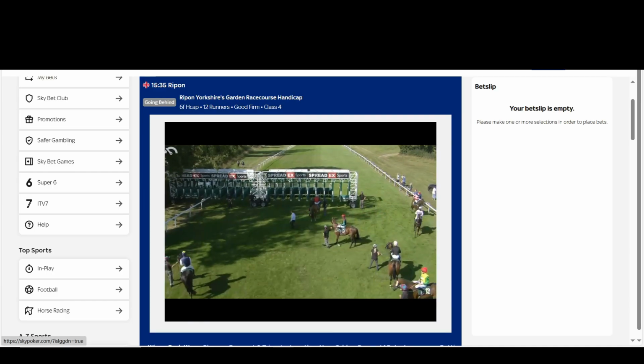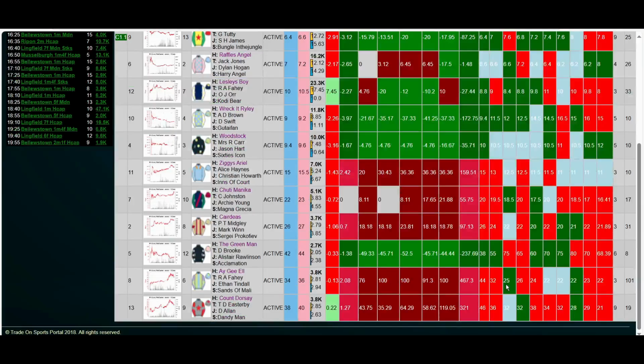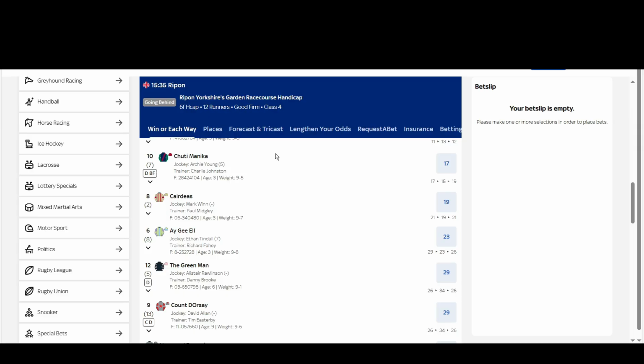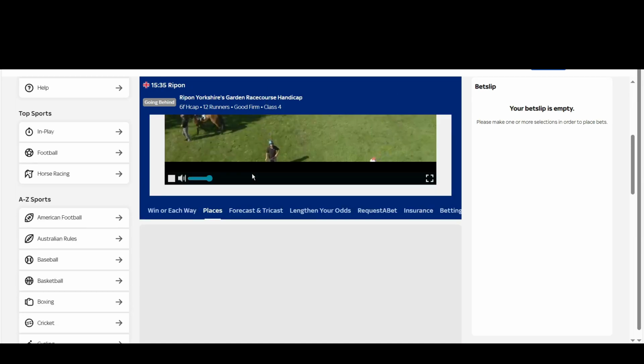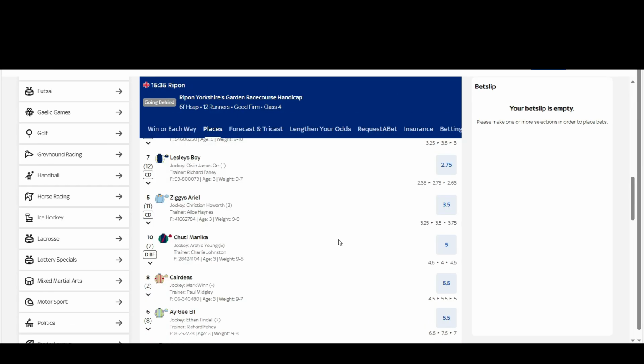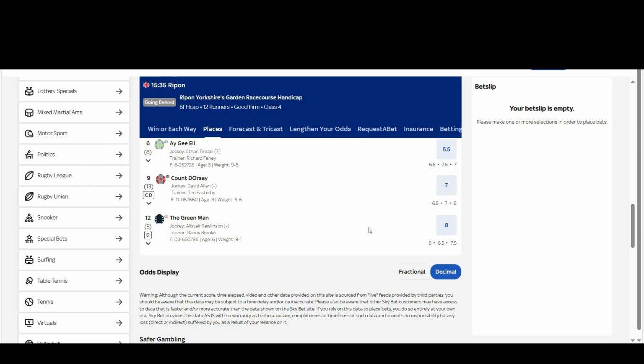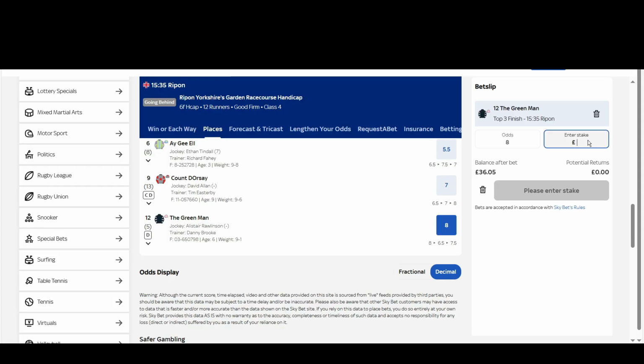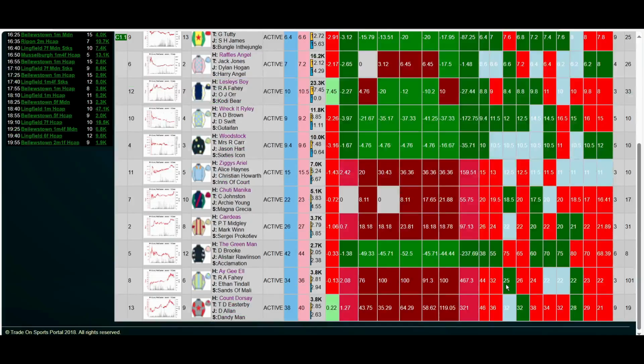Let's take a look at that, because it's had a whack. I mean, 75 into 40s is interesting. Do you want to do it to place? Let's look at the places. Top 3. We go top 3 for Green Man. Let's stick a quid on. I mean, it's already qualified as a zone.